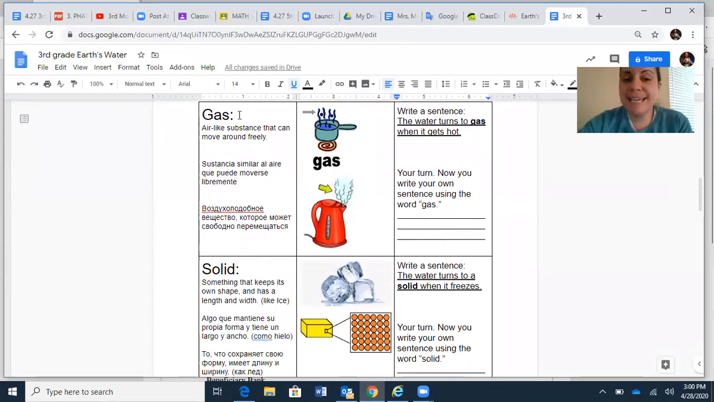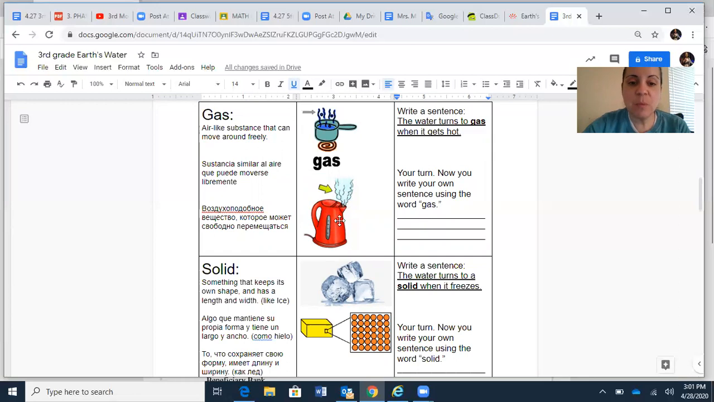My next word is gas. The definition for gas is air-like substance that can move around freely. Oh, kind of like water. Water moves around freely. Gas also moves around freely. Here's a picture. This is a pot of water and it's really hot. It's boiling. And this part up here is the gas. Have you ever seen your mom cooking on the stove and you see the hot steam coming out of the pot? That's gas.